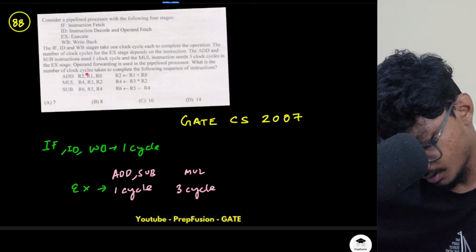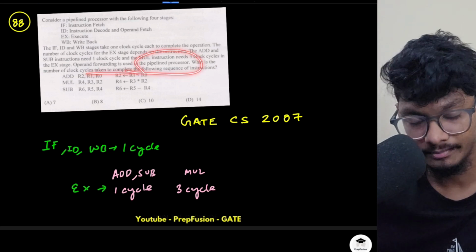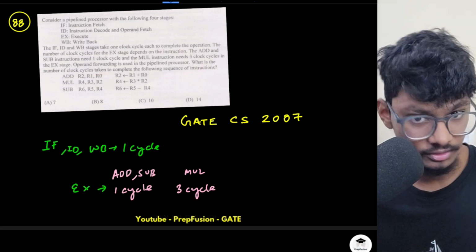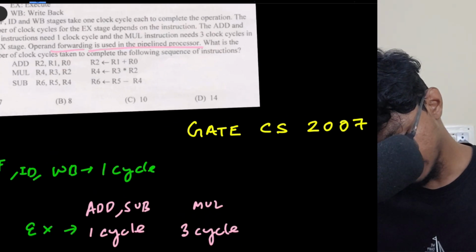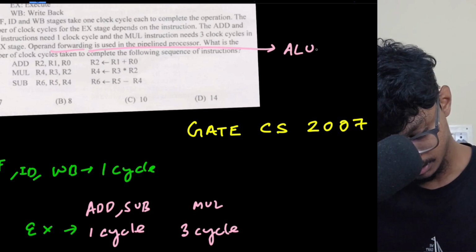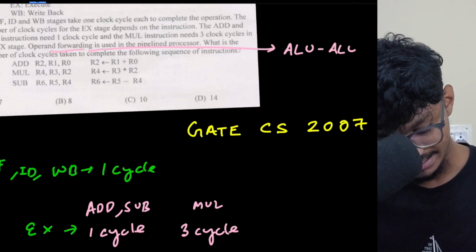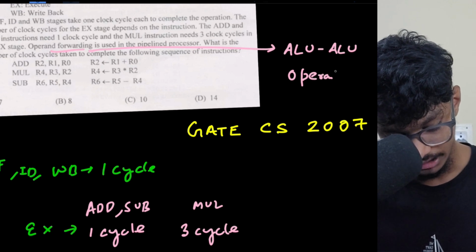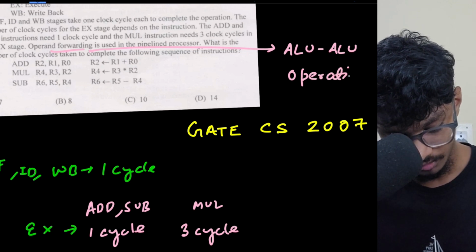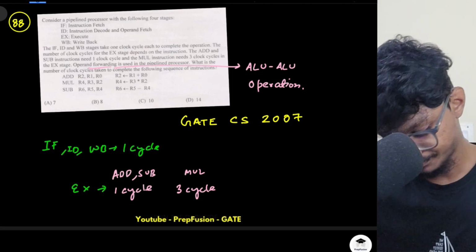Next, operand forwarding is used in the pipeline processor. When can you use operand forwarding? If they are telling me operand forwarding is used, that means they are only talking about ALU to ALU operation. Else I will not be able to use operand forwarding. Only if I use ALU to ALU operation, then only I will be able to use operand forwarding.